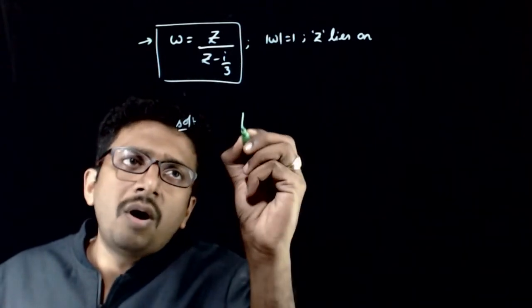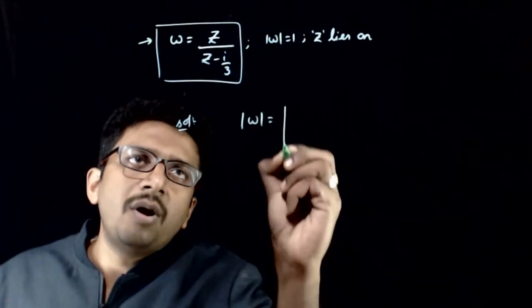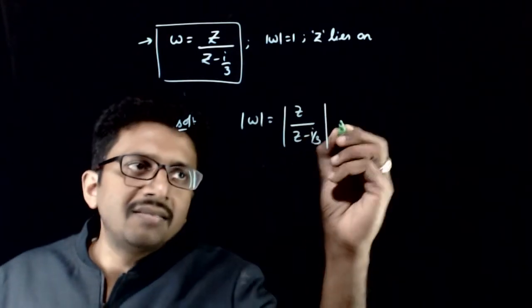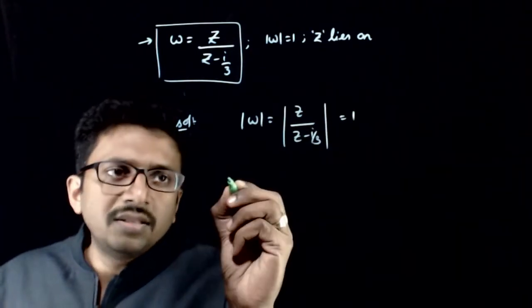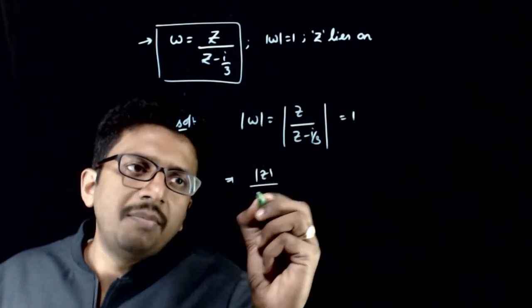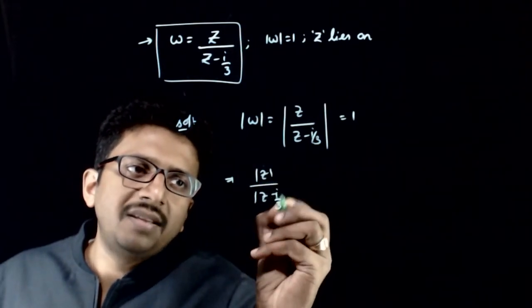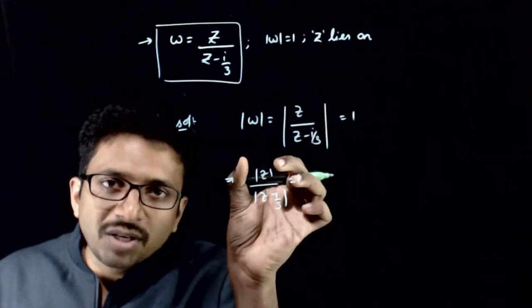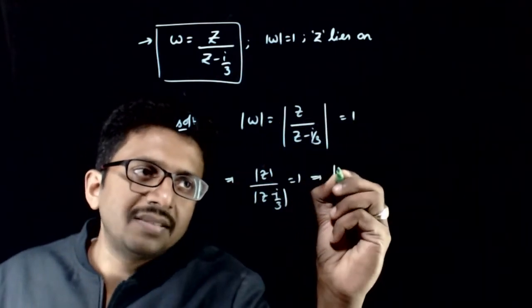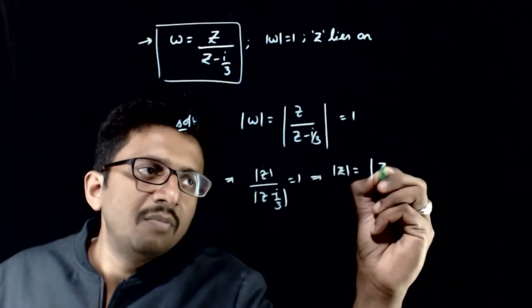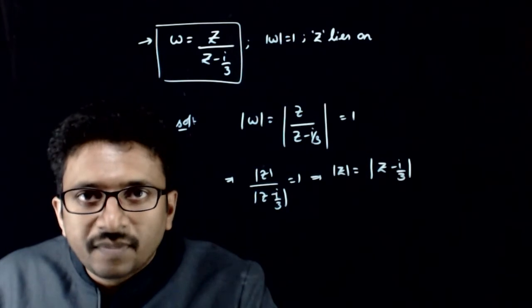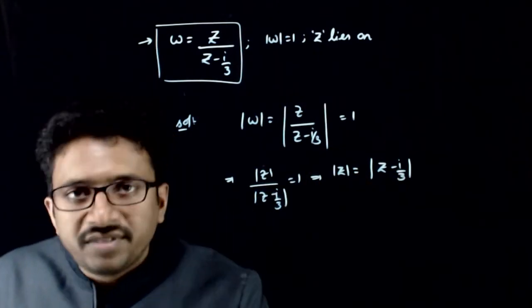So mod of omega is nothing but mod of z by z minus i by 3, and this is given as 1. This implies mod z by mod of z minus i by 3 is equal to 1, because mod of z1 by z2 is mod z1 by mod z2. This implies mod z is equal to mod of z minus i by 3. Mod of z is equal to mod of z minus i by 3.